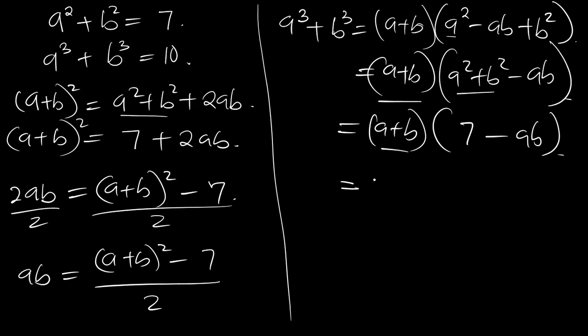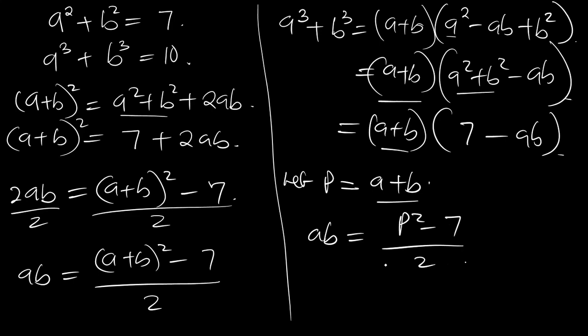Now let p be equal to a plus b. Now the first equation, if you substitute p here, you have ab equal to p squared minus 7, all over 2. Now this one is given here. So a cubed plus b cubed is equal to 10. So that means here is 10.